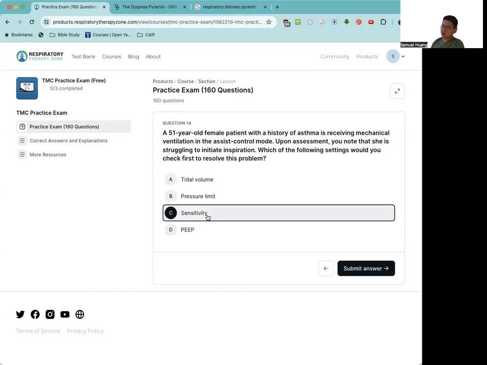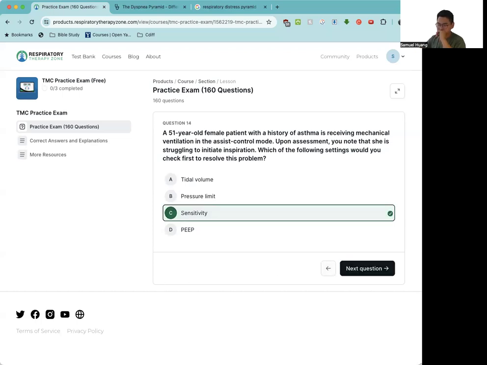So this question is basically saying the ventilator can't sense that the patient is making his own breaths. As a result, the assist control mode is working more like a CMV mode, but you wanted assist control. So you would improve the sensitivity of it.